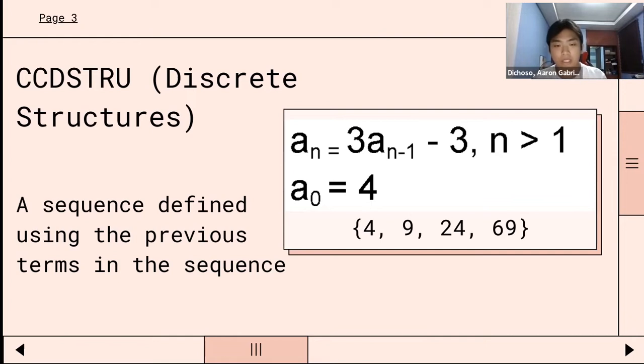Given that, we also need the starting condition. The starting term or starting condition here is a sub 0, which is equal to 4. If a sub 0 is equal to 4, we can find all of the other values inside the sequence. So a sub 1 would then be equal to 3 times 4, which is 12, minus 3, which is 9. A sub 2 is 9 times 3, 27, minus 3, which is 24, and so on and so forth.